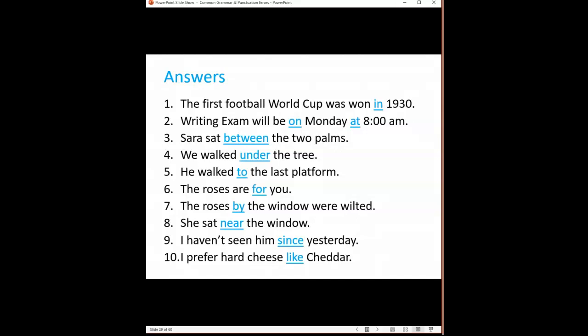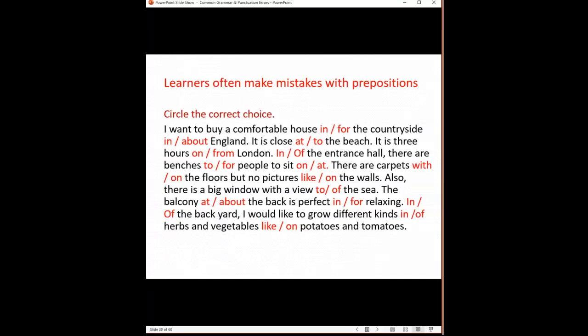Okay. So these in, at, on, can, between, under, all of these are prepositions. Sometimes students make mistakes with prepositions. So I want you to check yourself on the use of your prepositions. I want you to circle the correct choice of the preposition, and then later we are going to categorize them under certain divisions. So it's going to be easy for you not to get them wrong.